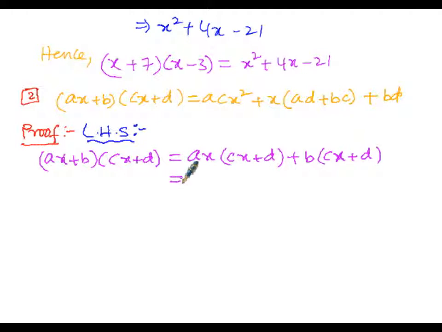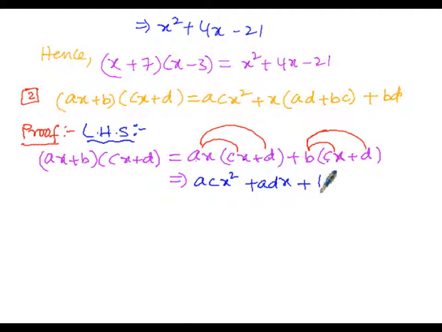So that implies, multiply ax with cx first of all, ax with d, then b with cx, then b with d. So in the next logical step, a into c is ac, x into x is x square, plus a into d as ad into x, that is ax into d is adx, plus bc into x as bcx, plus b into d as bd.